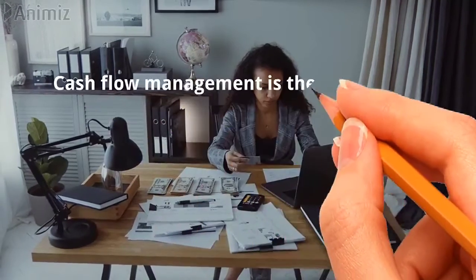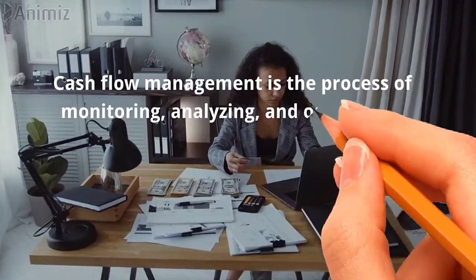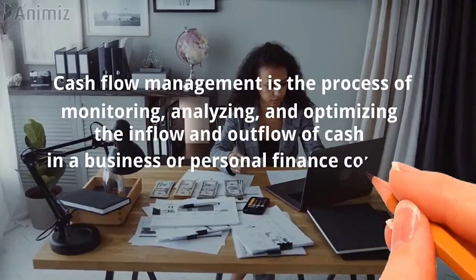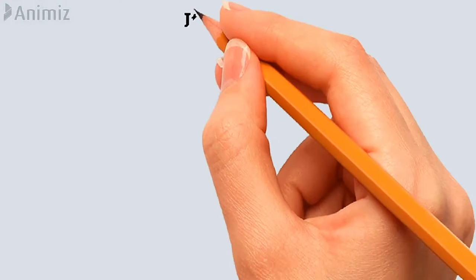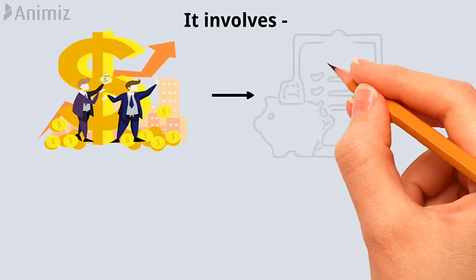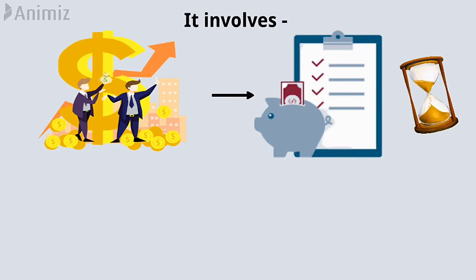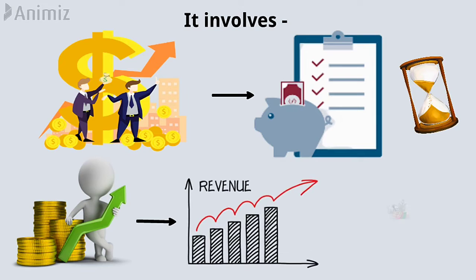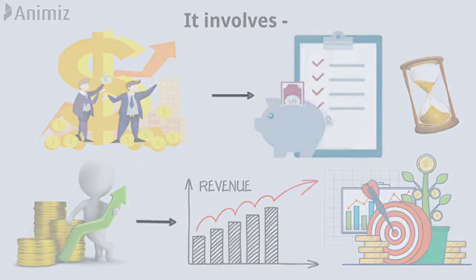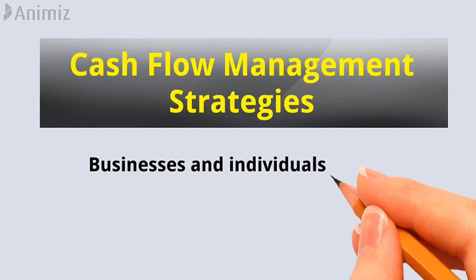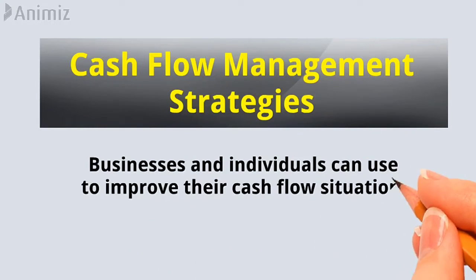Cash flow management is the process of monitoring, analyzing, and optimizing the inflow and outflow of cash in a business or personal finance context. It involves managing the cash resources of an entity in a way that ensures the entity can meet its financial requirements in a timely manner, while also maximizing the use of available cash to generate revenue and grow the business. Here are some common cash flow management strategies that businesses and individuals can use to improve their cash flow situation. Number 1.